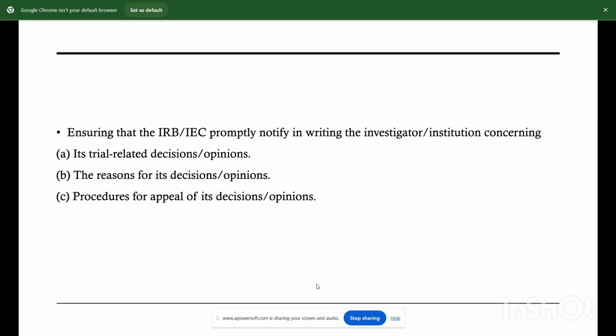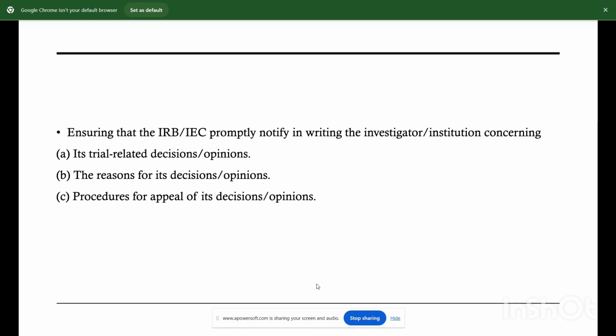Then what about the decision of the EC about the study? They have to give a proper notification letter to the investigators: what is the EC decision about the study, what is their opinion, and what is the reason for taking such a decision. If they disapproved the study, is there any procedure for appealing against their decision? That information also they have to provide.